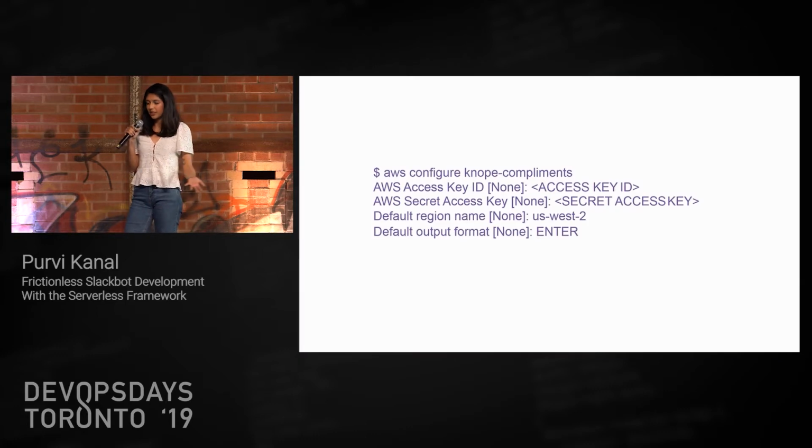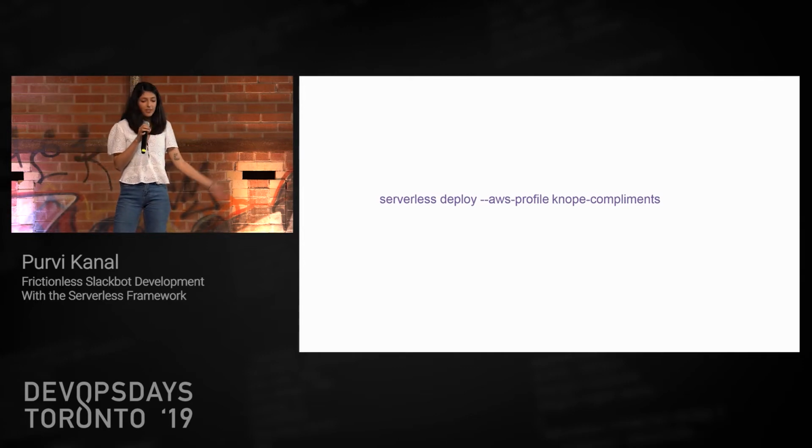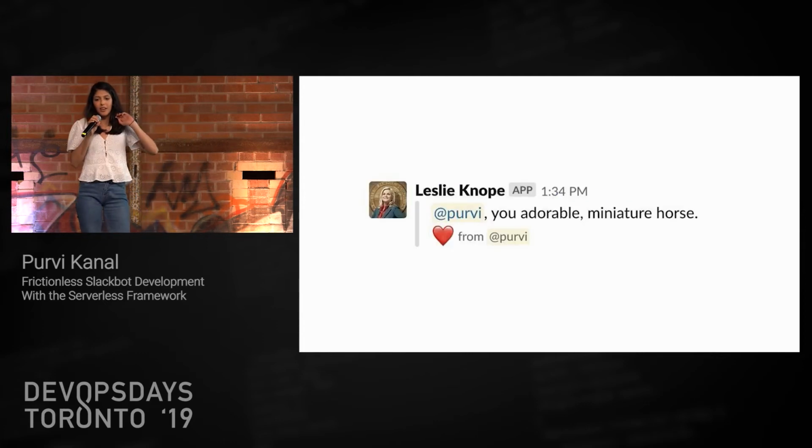All I had to do was create a user that had access to AWS Lambda and also API Gateway, and I would just configure that. You can do that on your local machine, or you can do it for CI/CD. Configure it there, and then it's really as simple as this. This is it. All you have to do is hit serverless deploy with the profile that you want, and it deploys your functions automatically, which was pretty amazing for me. I went from managing servers and SSHing into boxes, and then I had this Slackbot in 5 minutes.